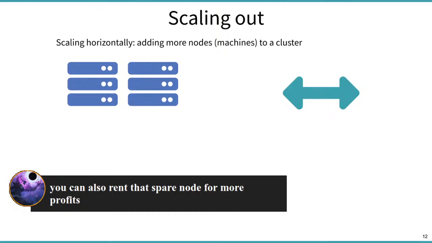You can rent that spare node for more profits. Yeah. There's an Amazon Marketplace. You have a server for one year and you don't need it anymore. Then you can rent it or sell it on Amazon Marketplace, or you can rent from somebody else. And yeah, this is because the cloud is so public.